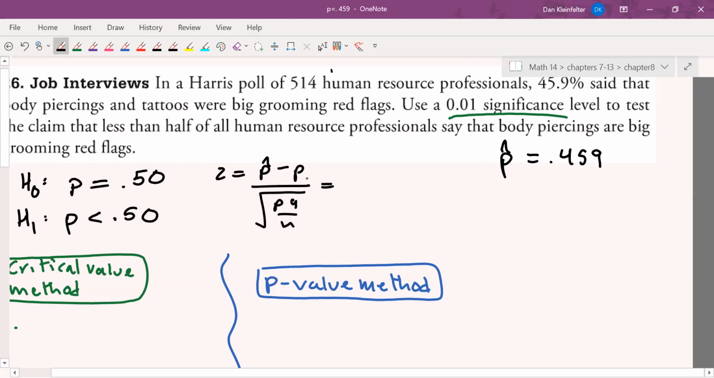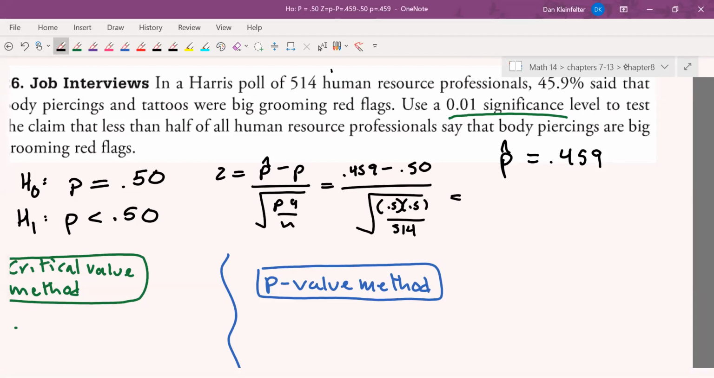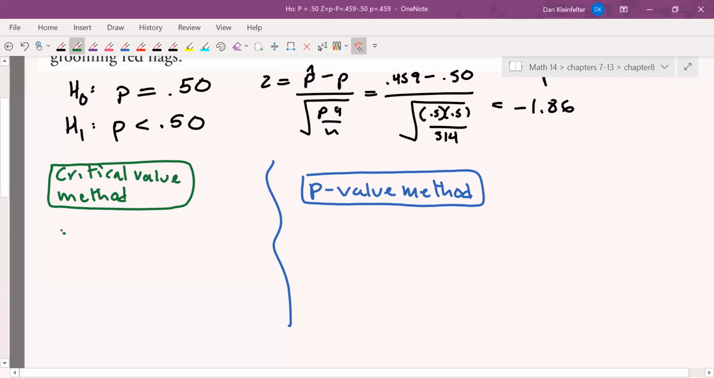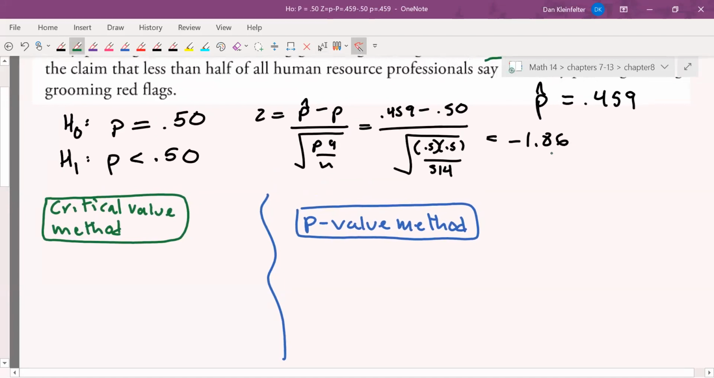So our sample statistic is 0.459. From the hypothesis, it's 0.50. You're probably getting the hang of this by now, which is good. Our N is 514. So once again, let's calculate that. All right, so I calculated a test statistic of negative 1.86.